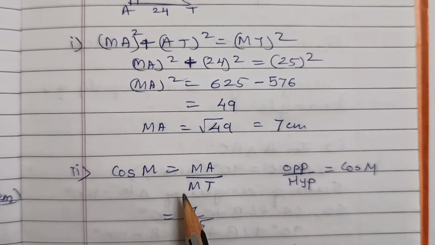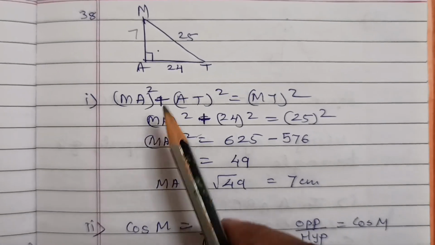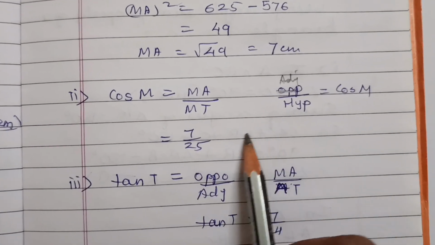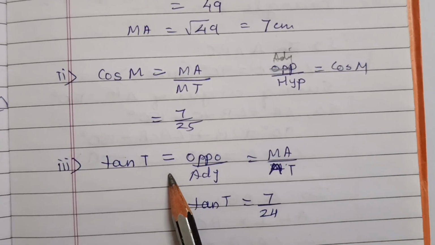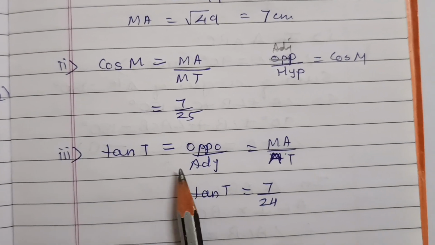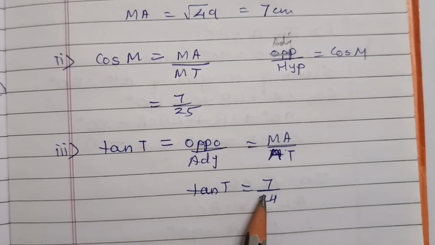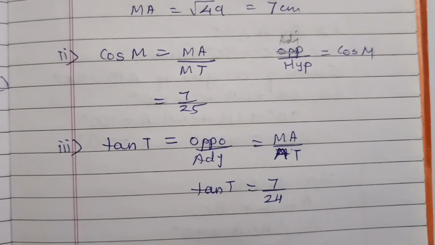We have to find cos M. Cos M is equal to MA upon MT, that is adjacent upon hypotenuse, that is 7 upon 25, and tan T is opposite upon adjacent, that is MA upon AT, that is 7 upon 24.